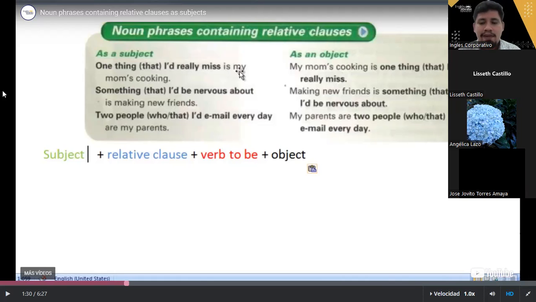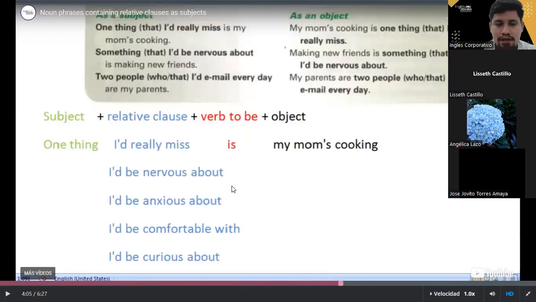So here we have some examples of the uses of relative clauses. Like "one thing I really miss", this is going to be the relative clause we want to be using for this structure. We have some others like "I'd be nervous about", "I'd be anxious about", "I'd be comfortable with", and "I'd be curious about". So if we just follow this pattern, it's going to be easy for us to construct sentences using noun phrases and relative clauses, okay?